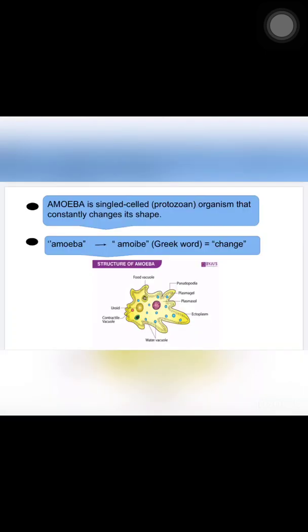Amoeba is a single-celled protozoan organism that constantly changes its shape. Amoeba, from the Greek word amoebe, means change. So here is the structure of amoeba.